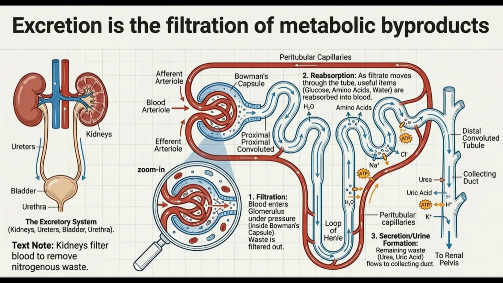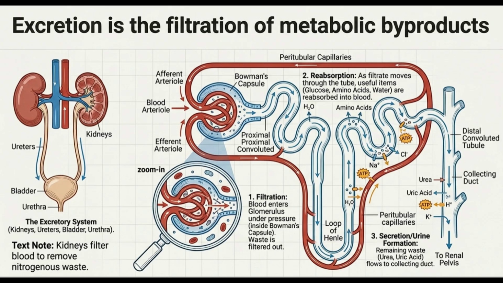Just like how trash is taken away from your house, your body has a system that helps remove nitrogenous waste like urea and uric acid and other metabolic byproducts. The kidneys are the main players in excretion, filtering blood to remove waste. Let's talk about how your kidneys filter your blood step by step.